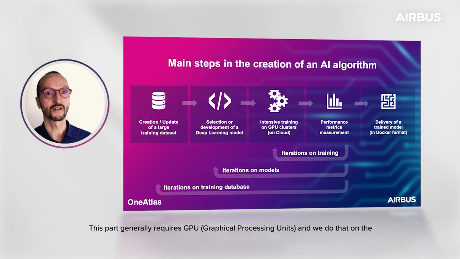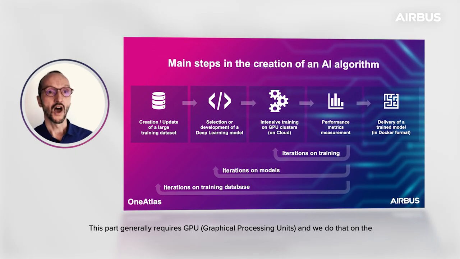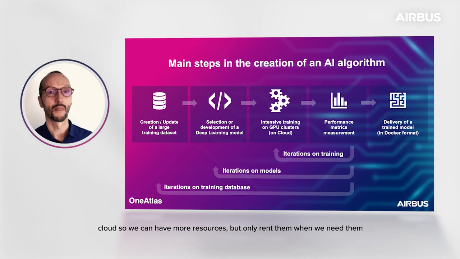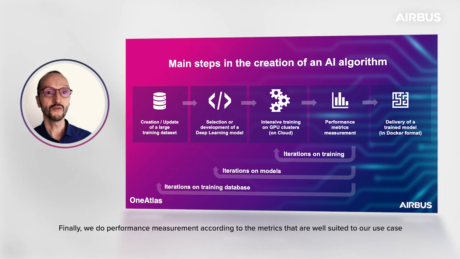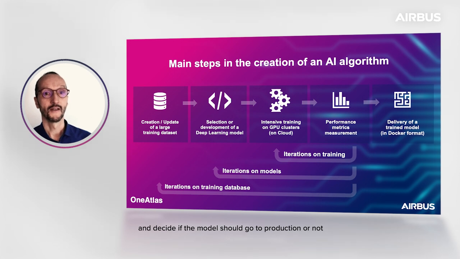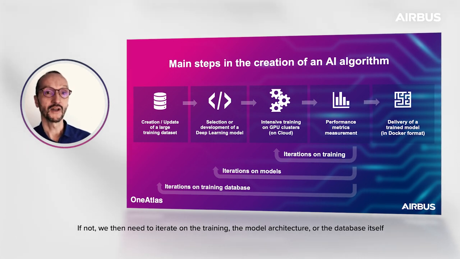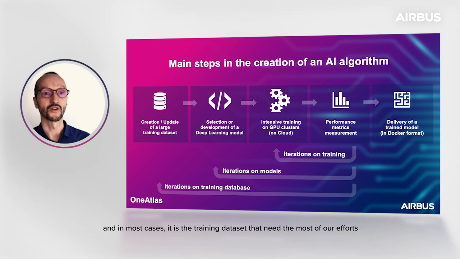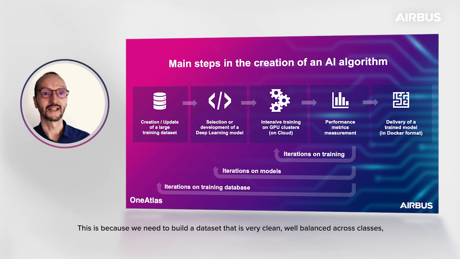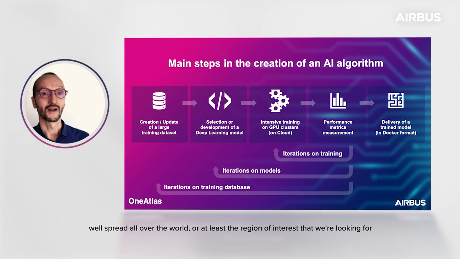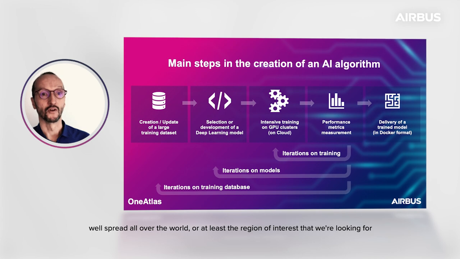This part generally requires a GPU, graphical processing unit, and we do that on the cloud so we can have more resources but only rent them when we need them. Finally, we do a performance measurement according to the metrics that are well suited to our use case and decide if the model should go to production or not. If not, we then need to iterate on the training, the model architecture, or the database itself. And in most cases, the training dataset is the one that needs the most of our efforts. This is why we need to build a dataset that is very clean, well balanced across classes, well spread all over the world, or at least the region of interest that we're looking for.